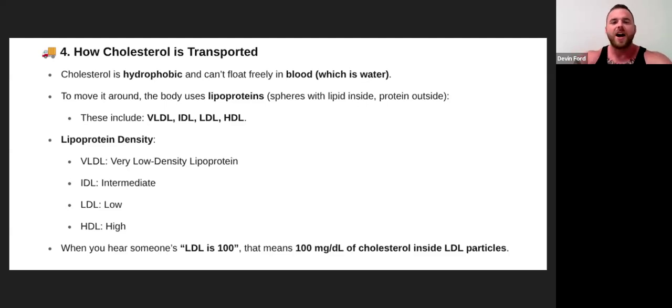It travels around in it. These include different types of lipoproteins, some of which I'm sure you recognize, or maybe not others. There's VLDL, IDL, LDL, and HDL. The ones that you've probably heard of the most are LDL and HDL. Those are low density lipoproteins and high density lipoproteins. These are the ones that typically we're looking at when we're measuring cholesterol, put it that way. Lipoprotein density, I don't want to get too lost in this, but just to go over it: very low density, then intermediate density, then low density, and then high density.